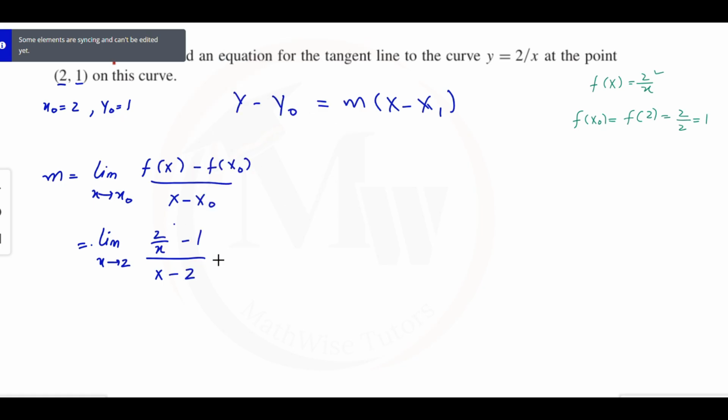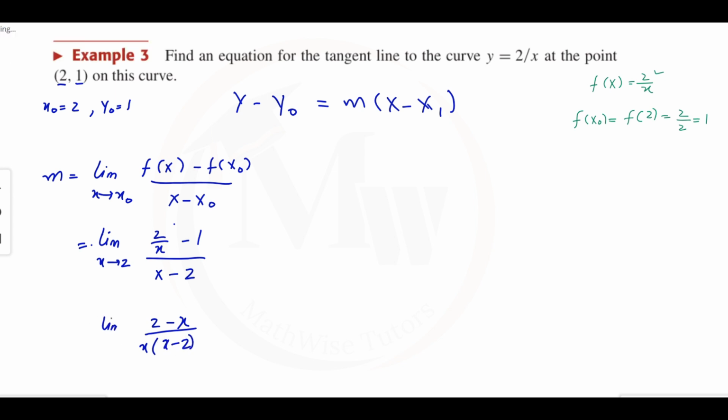So I plug 2 here. Now let's simplify this. To simplify, I will take the LCM in the numerator. So it becomes (2 minus x) over x, and this x comes to the denominator, and we have x minus 2 in the denominator again. When x approaches 2, if you plug in 2 here, it will be 0 in the denominator and 0 in the numerator, a 0 by 0 form. So we need to simplify.